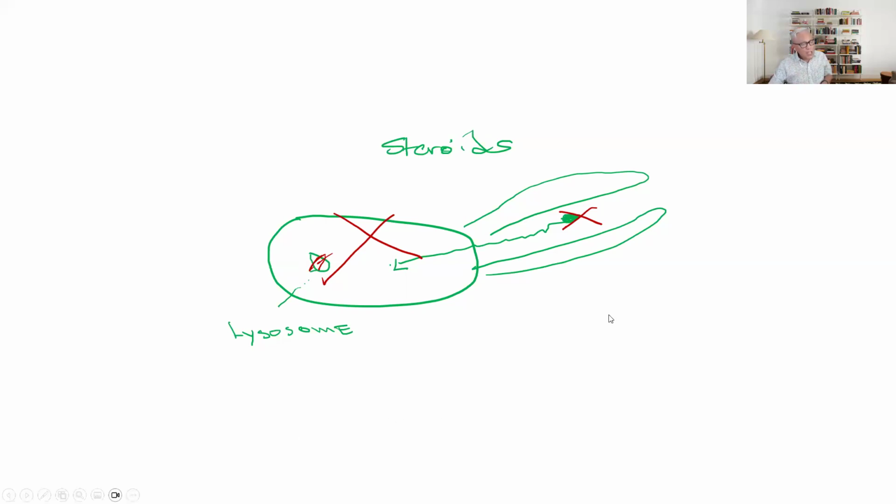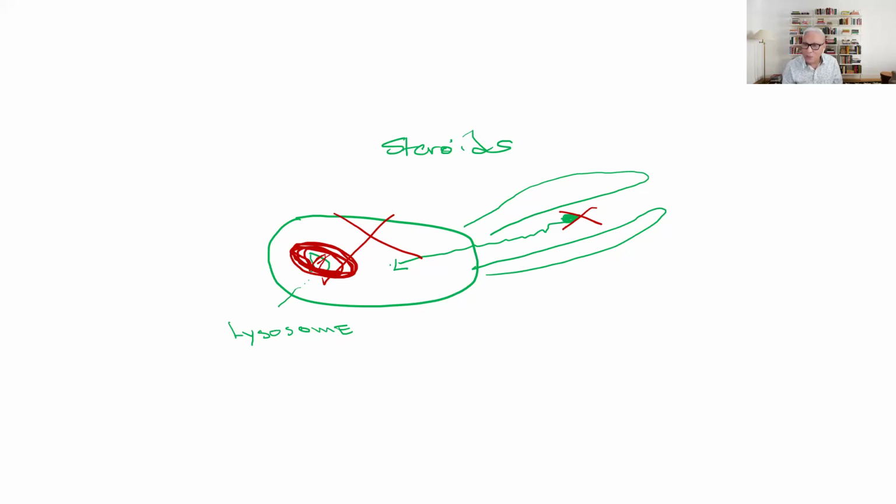Now, when you give steroids, the action of steroids is to make this wall of the lysosome thicker. So if it is thicker, will it burst easily? And the answer to that is no.